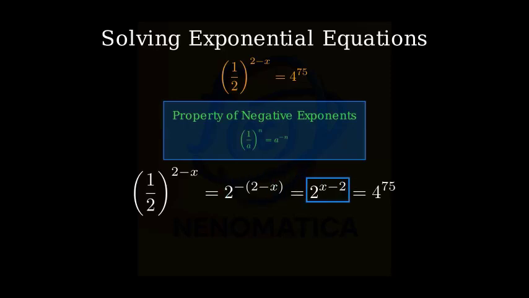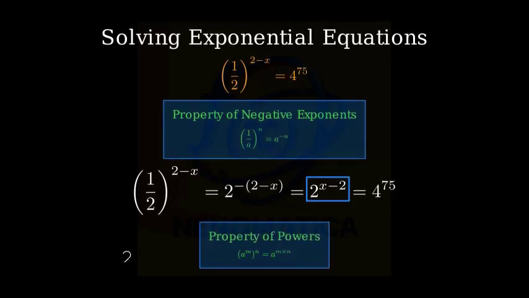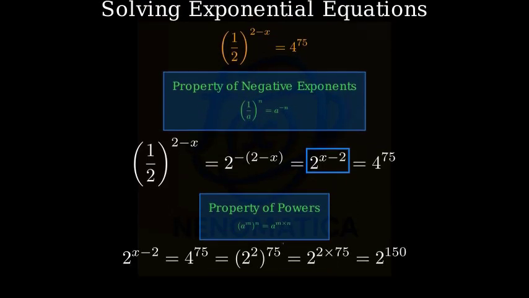This is because 1/2 is equal to 2 raised to the power of negative 1. So 1/2 raised to the power of 2 minus x is the same as 2 to the power of negative 1 times 2 minus x, which simplifies to 2 to the power of x minus 2. Next, we'll rewrite the right side of the equation. Since 4 is equal to 2 squared, we can rewrite 4 to the power of 75 as 2 squared to the power of 75, which is equal to 2 to the power of 150.